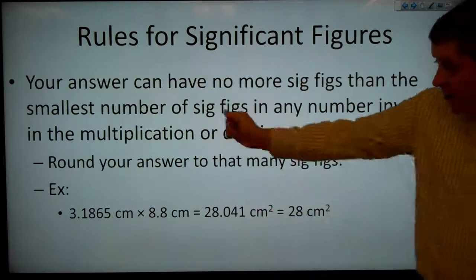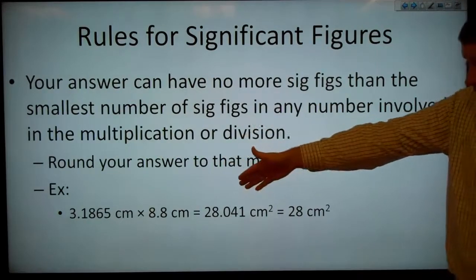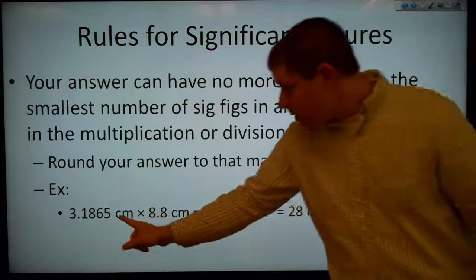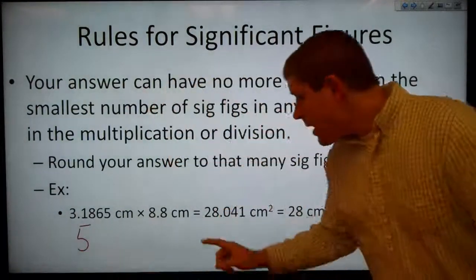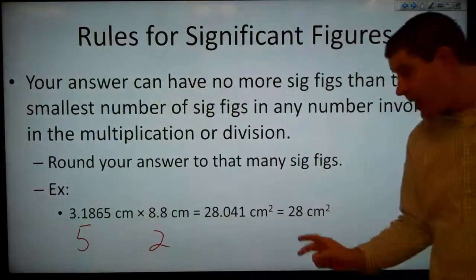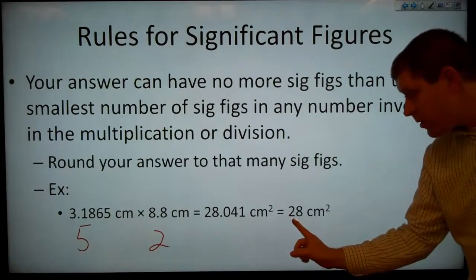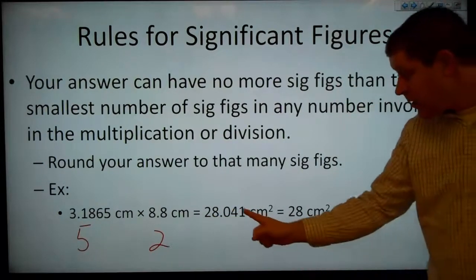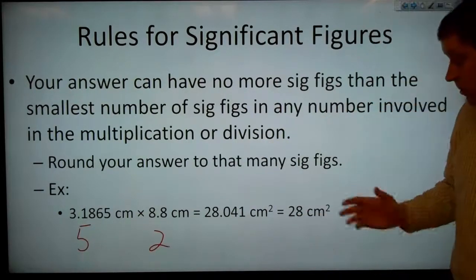So if we have an example like this, 3.1865 centimeters times 8.8 centimeters, that equals 28.041 square centimeters. But here we have 5 sig figs, and here we have 2 sig figs. The smaller number out of 5 and 2 is 2. So our answer can only have 2 sig figs. So we start counting from the left. So the 2 in 28 and the 8 in 28, and there are our 2. So that's all we can write. And then we round from there. Because our next digit is 0, we round down, so just 28.